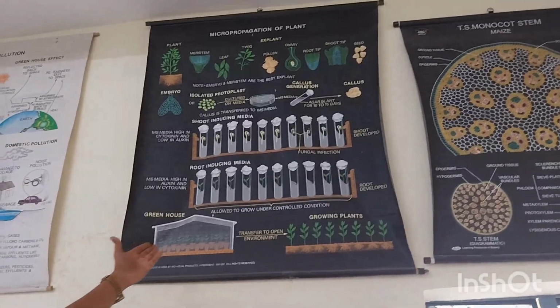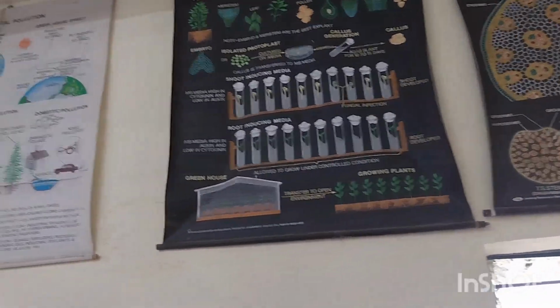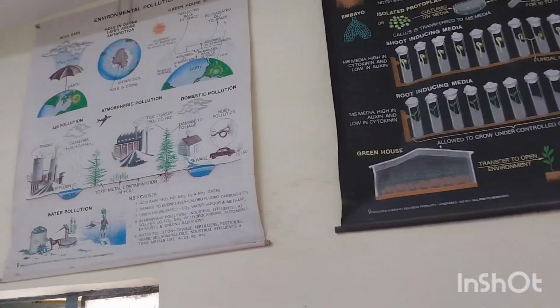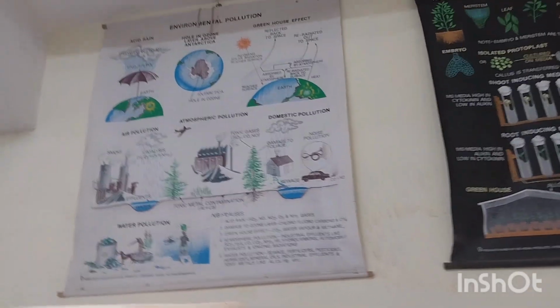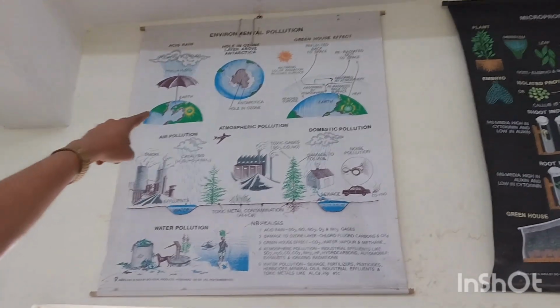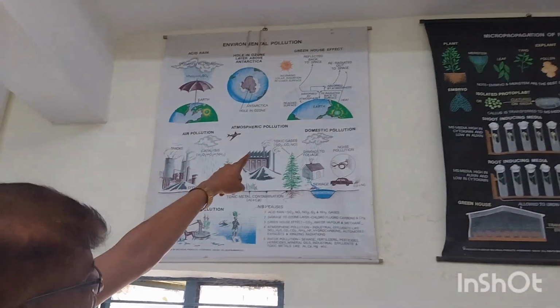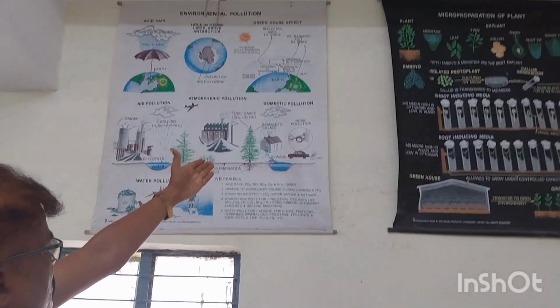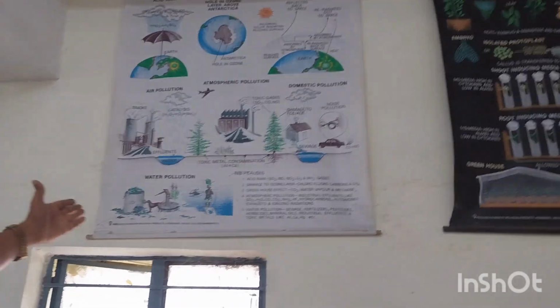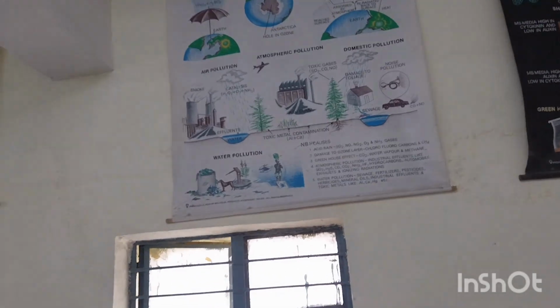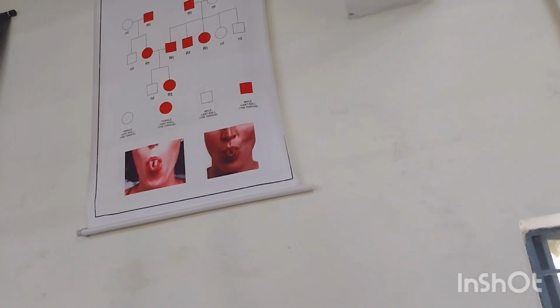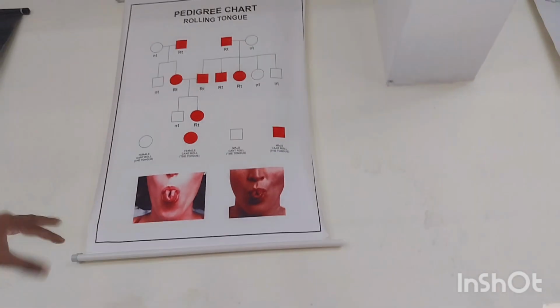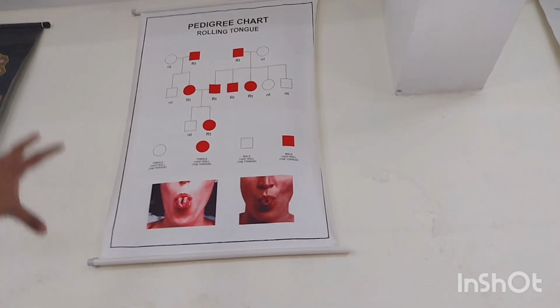This is a greenhouse, we can say, for growing plants. Here, environmental pollution, different types. You can see the acid rain, ozone layer hole, greenhouse effect, carbon dioxide is increasing, atmospheric pollution due to industries, domestic pollution here, air pollution, water pollution, how they are taking place. This is the pedigree chart of rolling of tongue. In some cases there is rolling of tongue, in some not. This is also genetical, how that genetical is shown here.